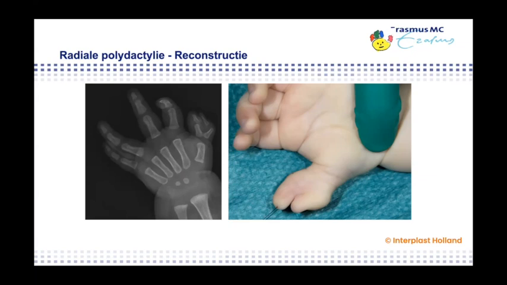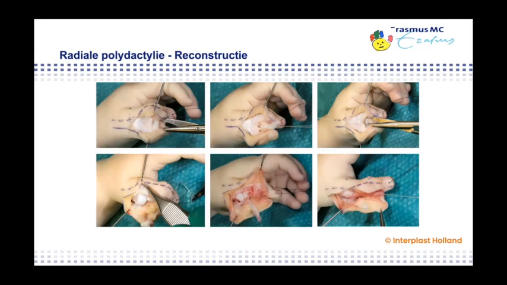So this is actually one of the principles of plastic surgery: you should never throw away something before you know you don't need it anymore. If you look at this, I hope everybody can see my cursor, this is the ulnar thumb, and here is the radial thumb.